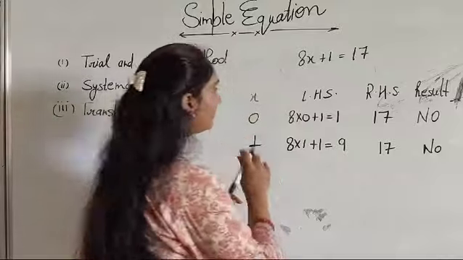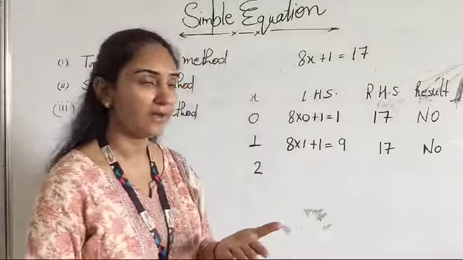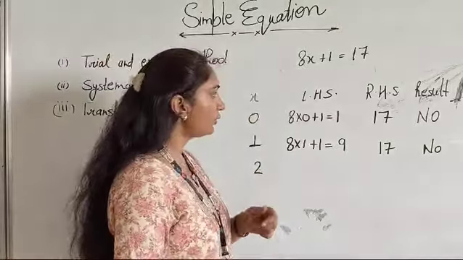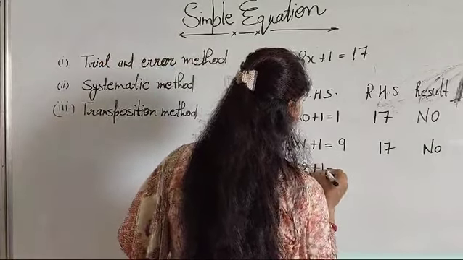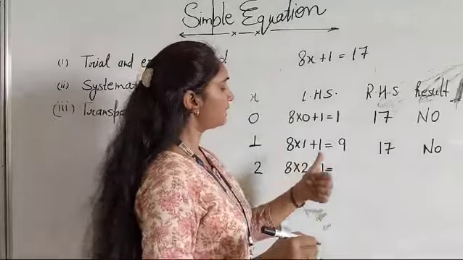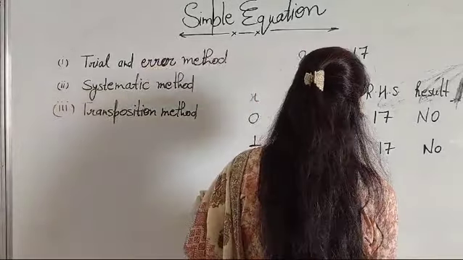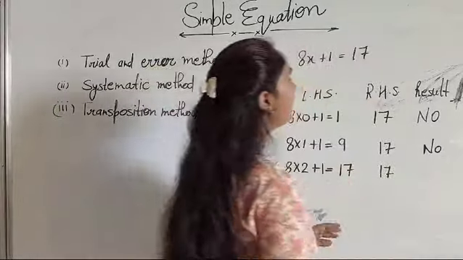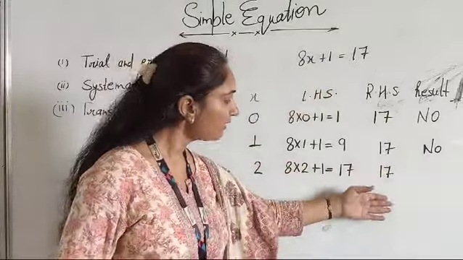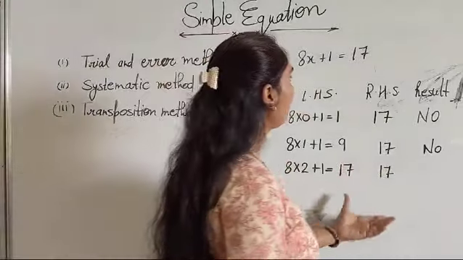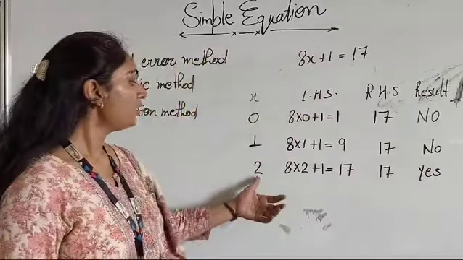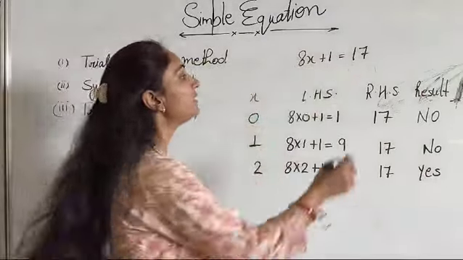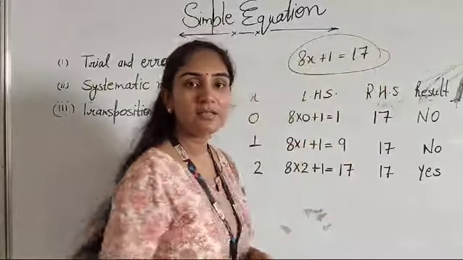Fine. Now assume another value of x. Now we take 2. 8 multiplied by 2 plus 1. 8 twos are 16 plus 1, 17. Left hand side is 17. Right hand side is also 17. Both sides are equal. So result is yes. That means 2 is the solution of this equation. Got it?